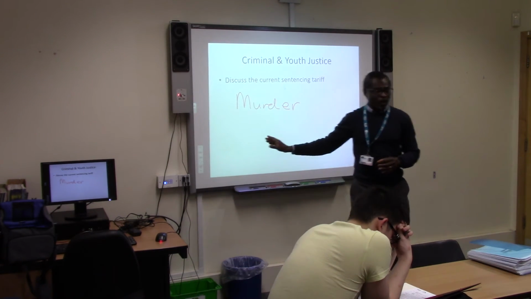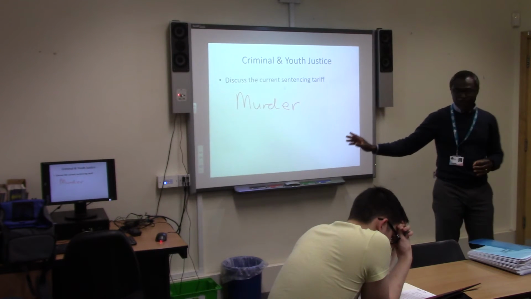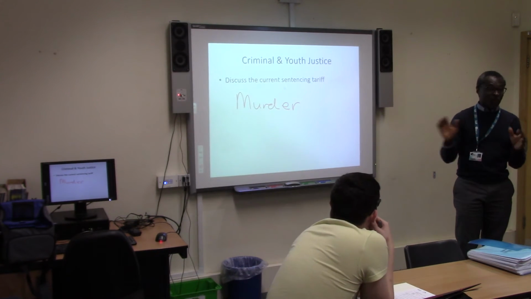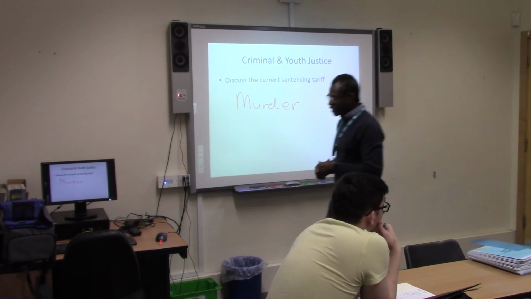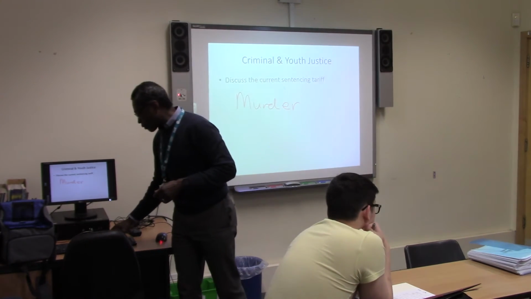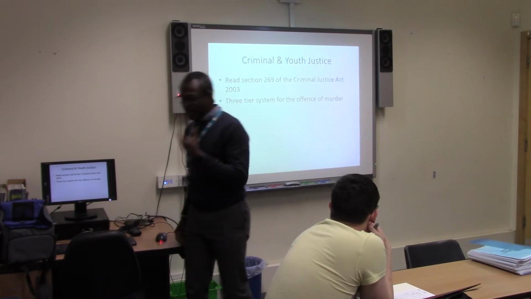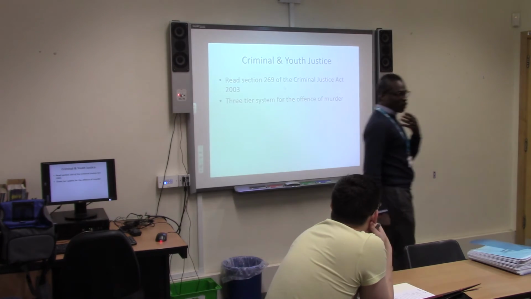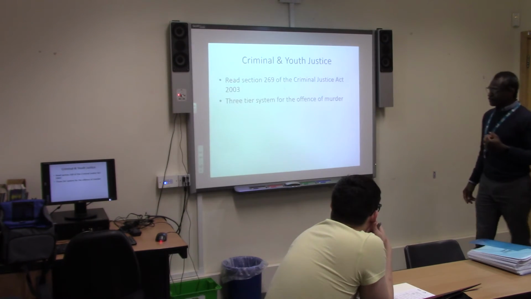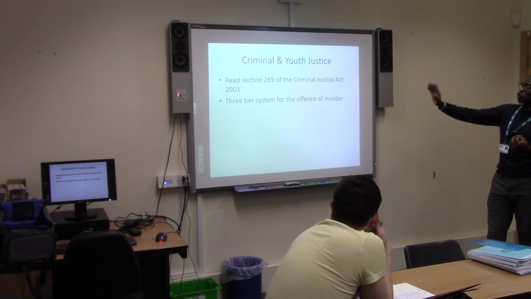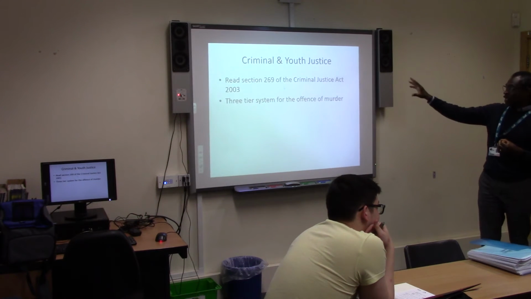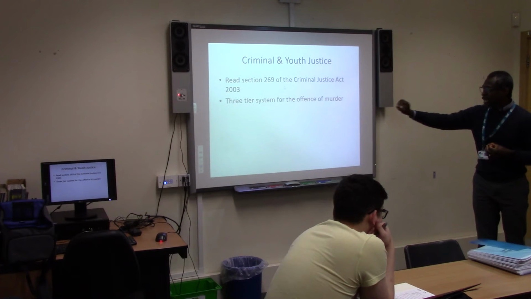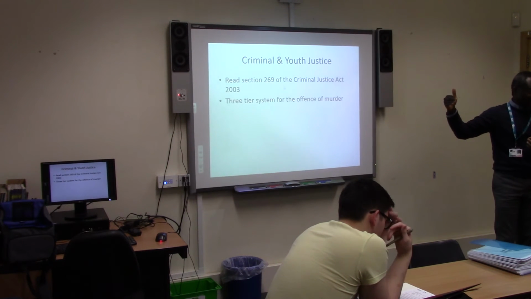If you use the book written by Gary Slapper, it's a fairly straightforward textbook which has all the relevant information in. So have a look at that particular textbook. There are, I'm sure, copies in the library. If not, then one or two of you might have copies of Gary Slapper. Right, section 269 of the Criminal Justice Act 2003, you've got a three-tier system for the offence of murder. So have a look at that particular legal authority and identify what the three-tier system is.